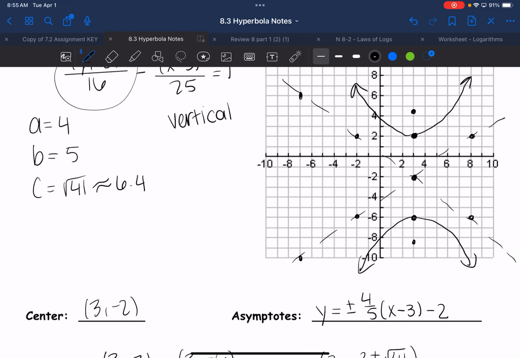All right, so it's pretty much the same as your ellipses, but instead of the two facing each other, they face opposite directions. So that just changes a couple of tweaks to some of our formulas.